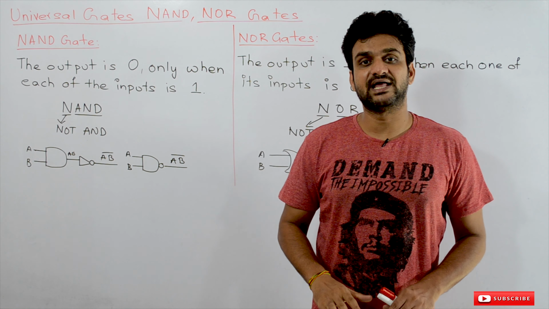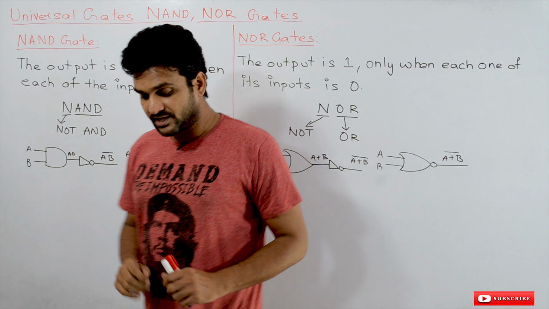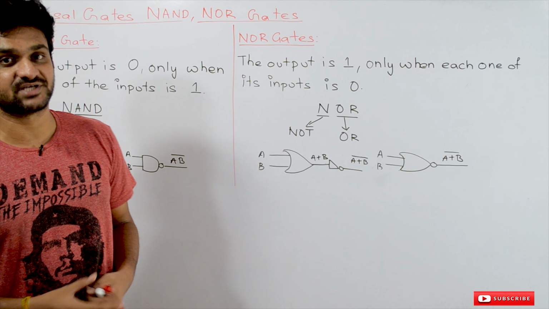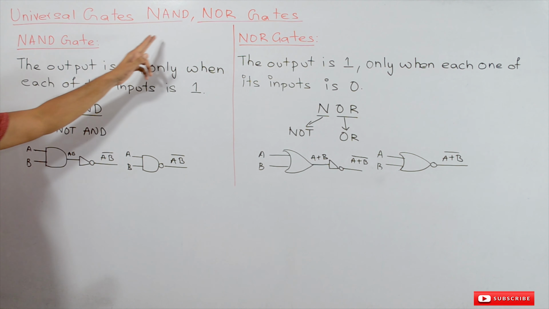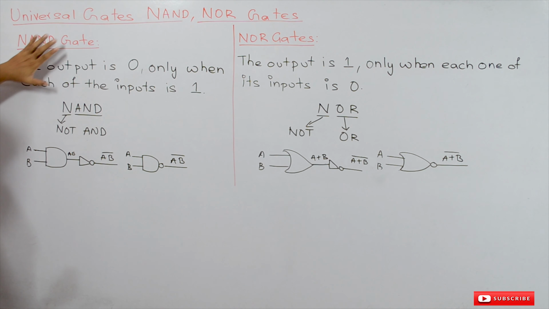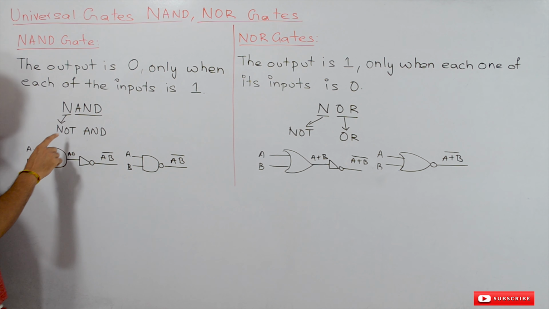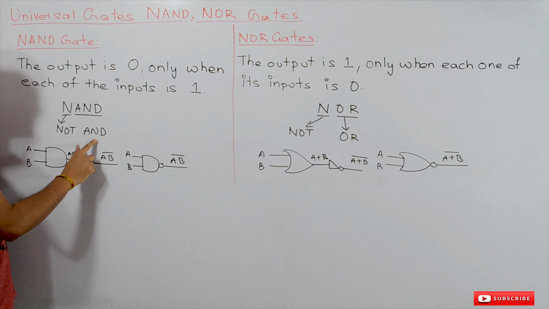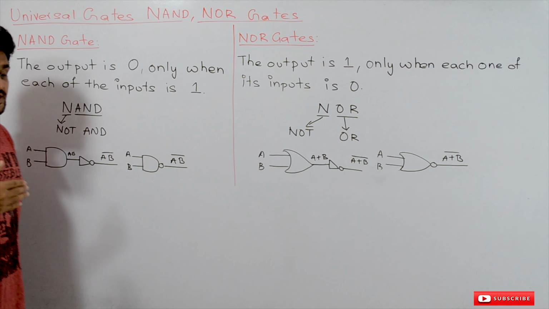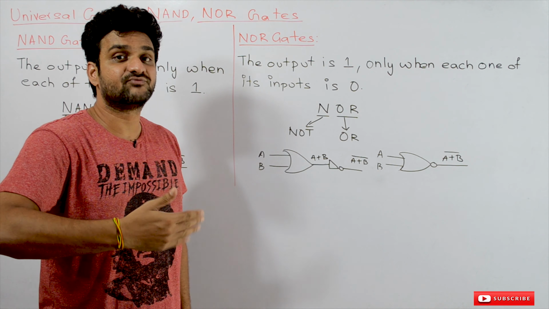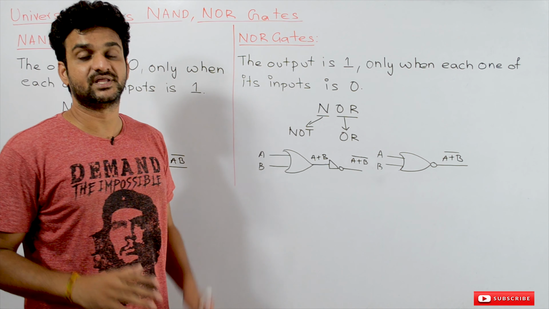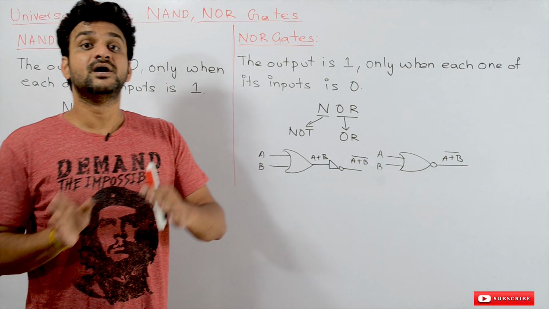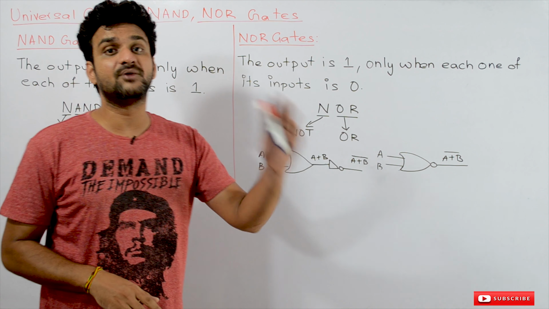Now coming to this class, we will try to understand the logic behind the universal gates. The universal gates are NAND gate and NOR gate. Now coming to the NAND gate, what is this NAND gate? NAND gate means it is not AND. So it is not AND gate, which means the result that we are going to get from the NAND gate will get complemented.